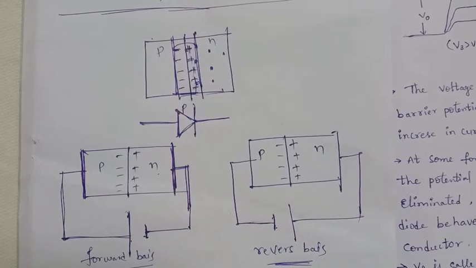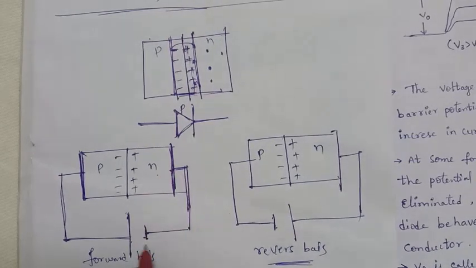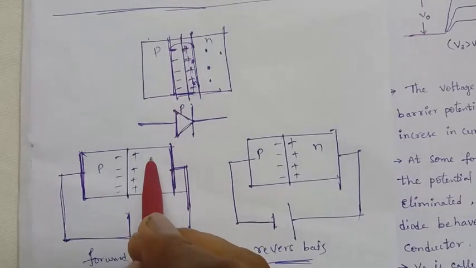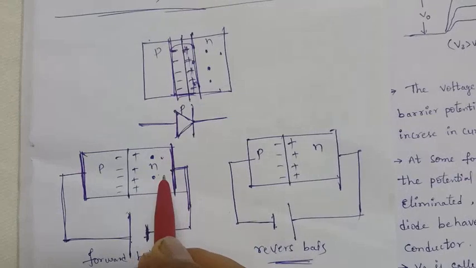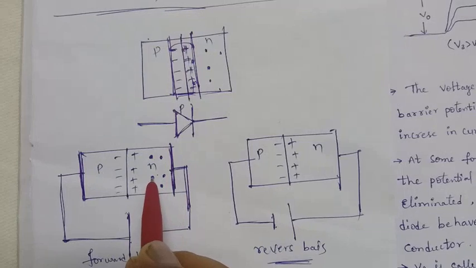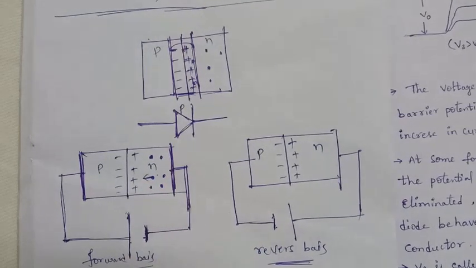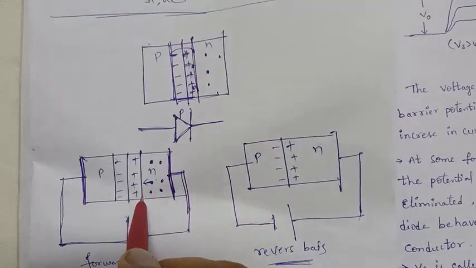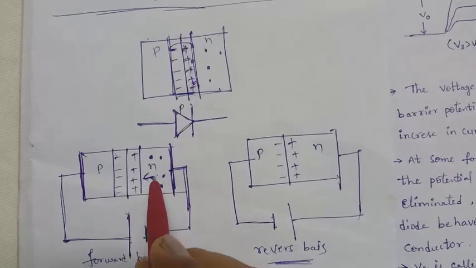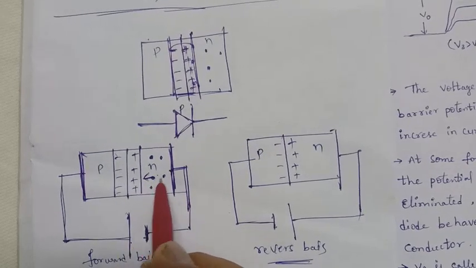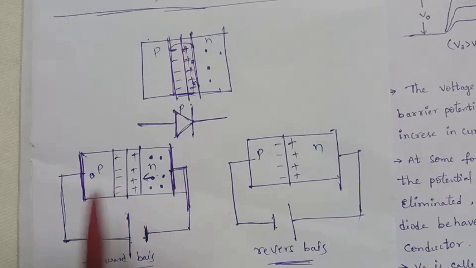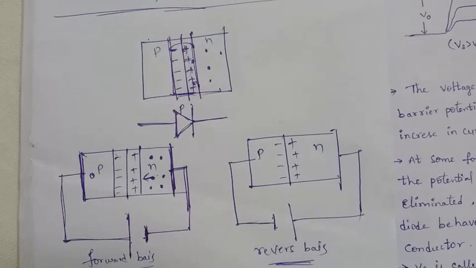Then what happens? When N is connected to the negative, the majority charge carriers in it are electrons, so these electrons move towards the junction, the depletion region. Why? Because it is negative and it is negative, so the electrons are pushed towards the junction, and similarly the holes are pushed towards the junction. This is the case of forward bias.